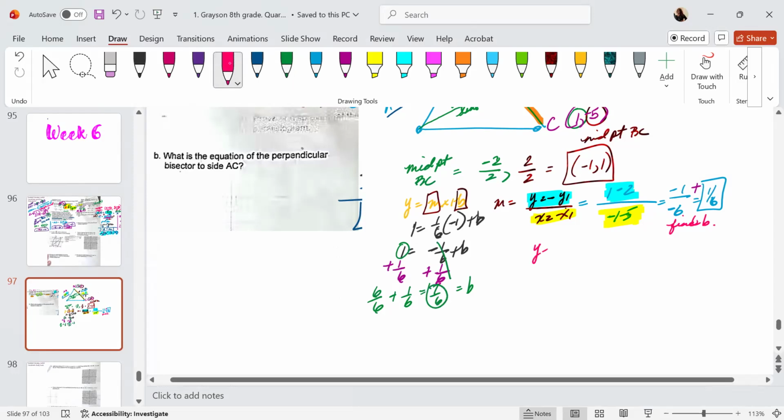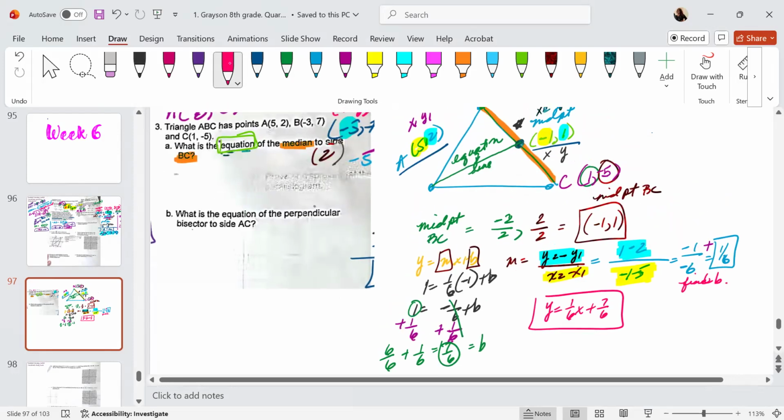Now that you have that, y equals 1/6x plus 7/6. That is your equation. Do you see that? That is your answer for A. I'm going to pause it here. You go back and review it.